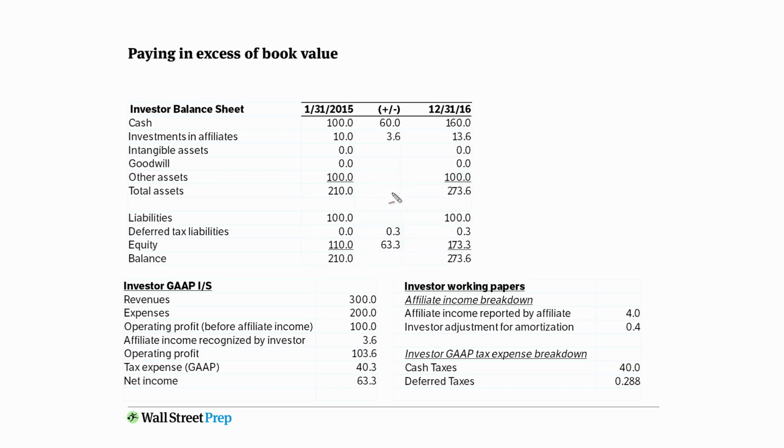So here on the screen, we see it all completed, and we see exactly what we just described. And now we see what the investment in affiliates impact looks like on a company's balance sheet when you pay in excess of book value, which is what happens most of the time.